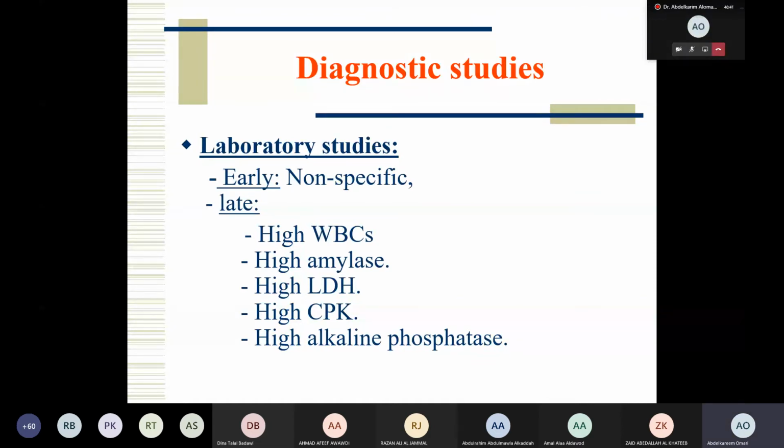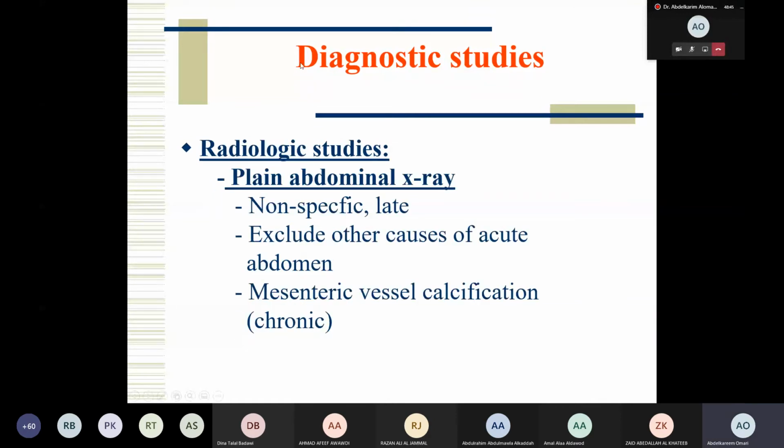Now, how to radiological studies. Radiological studies: we have the plain abdomen X-ray, non-specific. In the beginning, but you can use it to exclude other causes of acute abdomen.